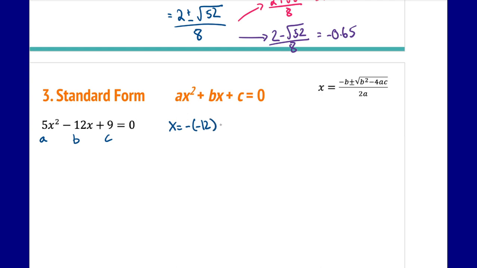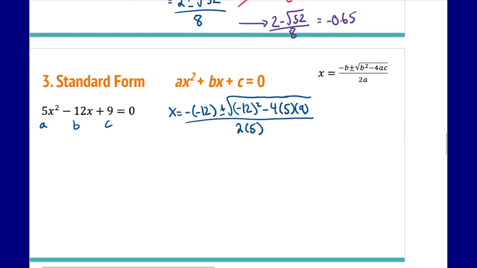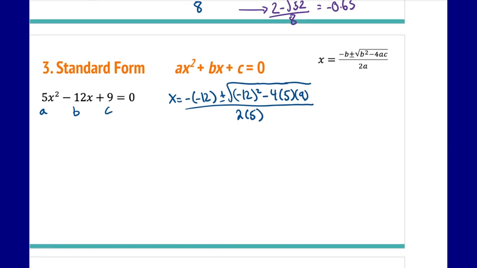So negative 12 plus or minus. I'm not going to rewrite the equation because we can see it up here. So I'm going to go directly into plugging in the information. So negative 12 squared minus 4 times 5 times 9, all divided by 2 times 5. So again, I recommend you pause the video, try to solve this on your own and determine what the zeros are.